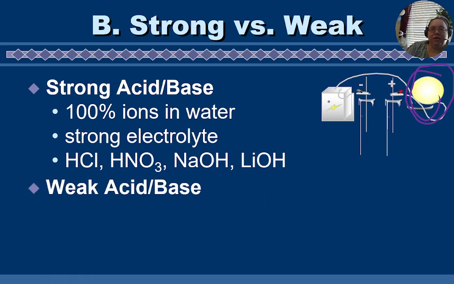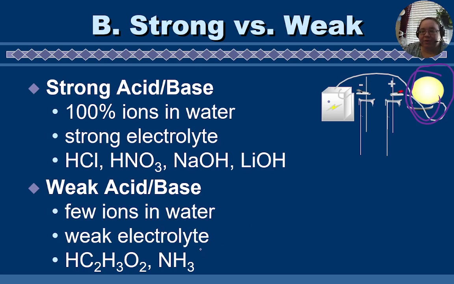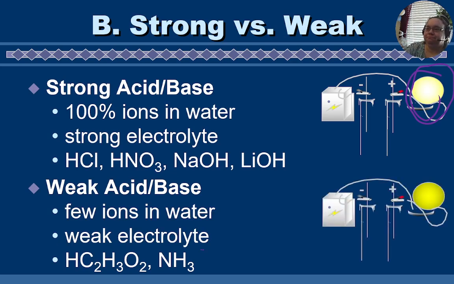Your weaks are going to be the opposite. Less than 100%, very, very few ions. They are going to have a very dim light when you're running electricity through them because of the few ions. Some examples include ammonia, NH3, as well as acetic acid, the acid found in vinegar. They're both weak substances, acetic acid being the weak acid and ammonia being a weak base. And I think, in my opinion, they got the pictures flipped, but a strong is going to have a bright light and a weak is going to have a dim light.